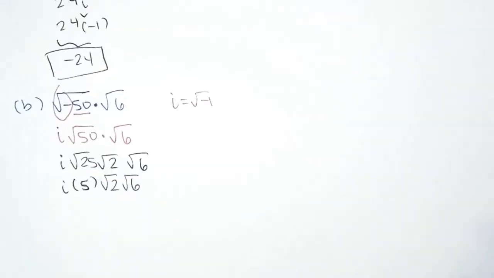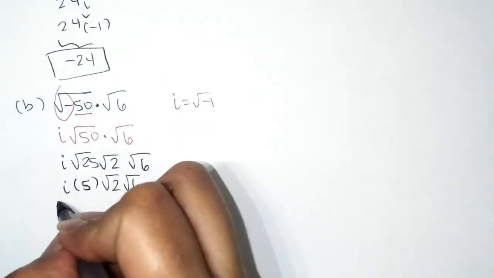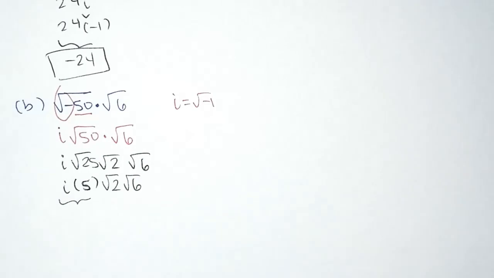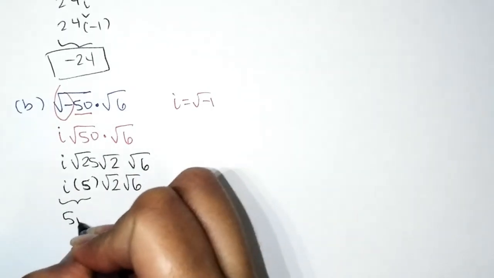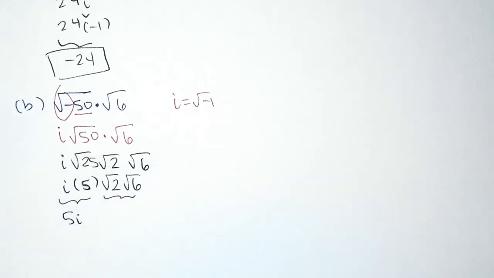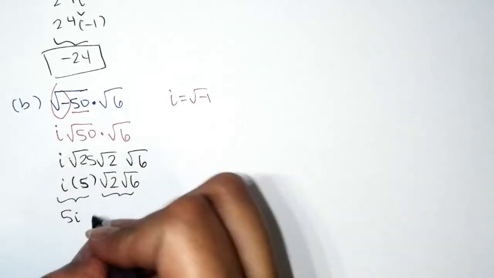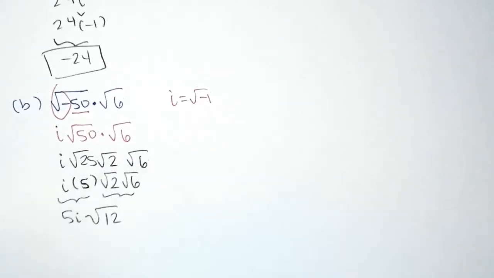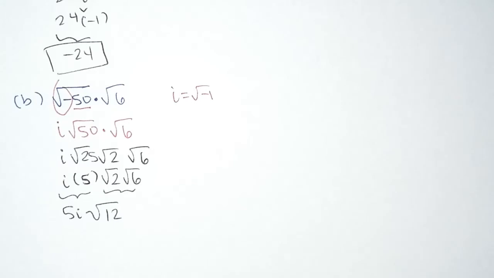Fantastic. Let's make this look pretty, or aesthetically pleasing. The product of i and 5 is the same as the product of 5 and i, and we're going to go ahead and multiply the radicals. So let's use the product rule for square roots in reverse. The product of 2 and 6 will give us 12, and at this point I'm pumped because we got 5i times the square root of 12. Our radicand is positive, so we're good.